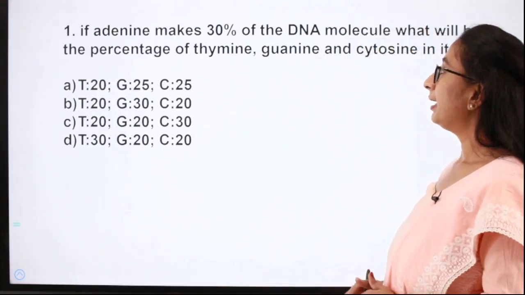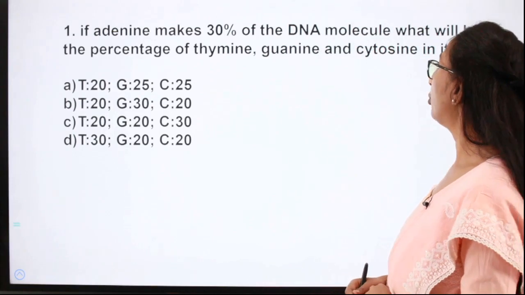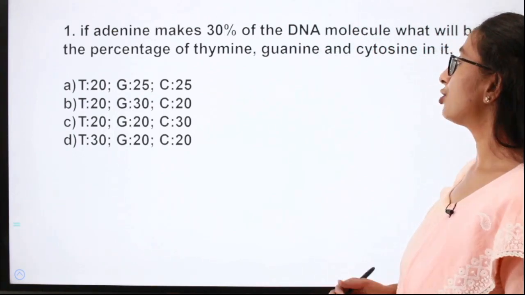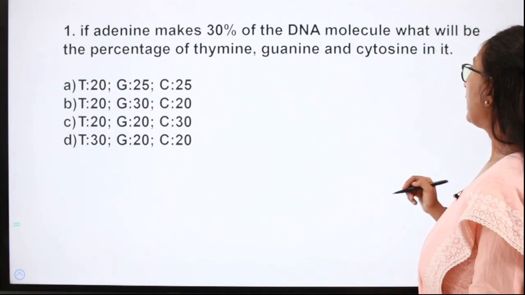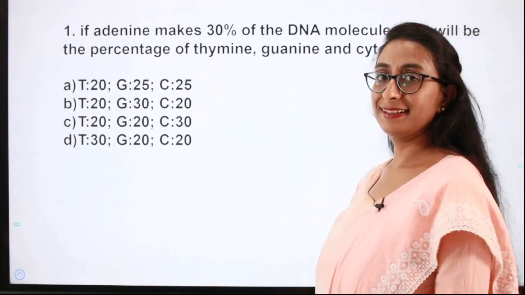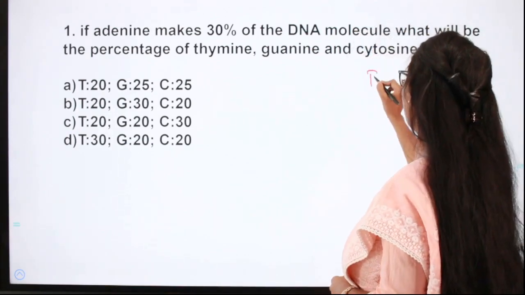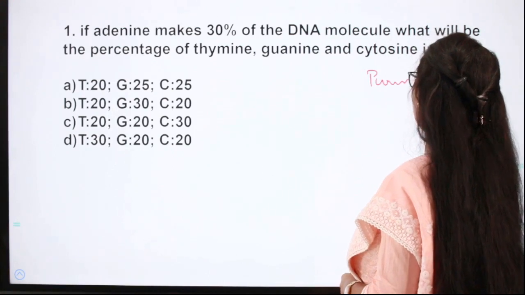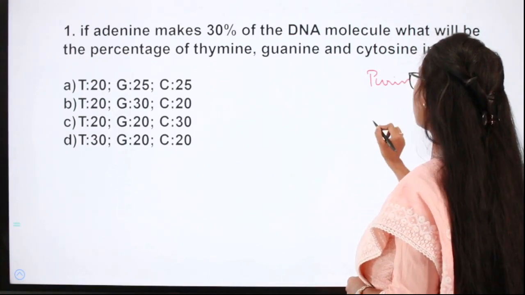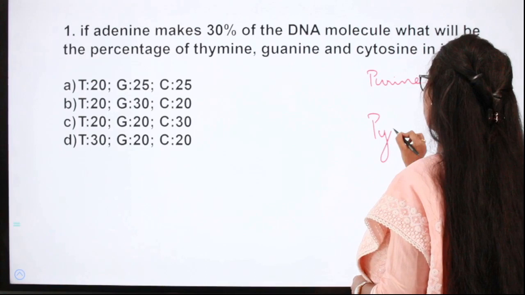If adenine makes 30% of the DNA molecule, what will be the percentage of thymine, guanine and cytosine in it? Okay, so we know there are purines. Which are the purines? Under nucleotides we have purines and we have pyrimidines.